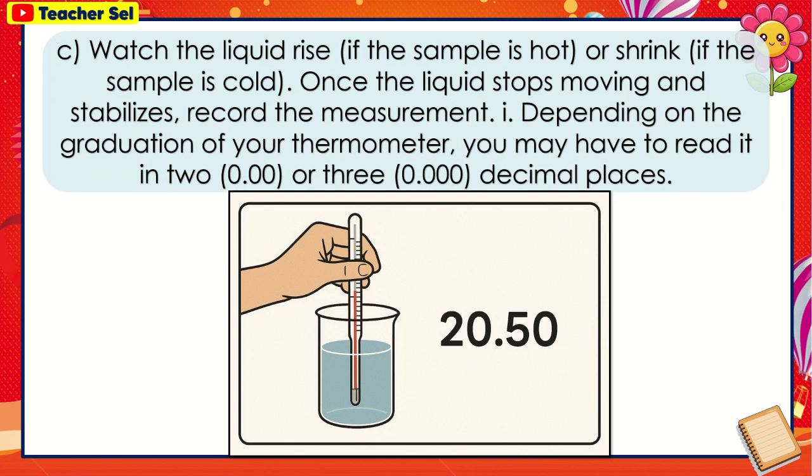Watch the liquid rise if the sample is hot, or shrink if the sample is cold. Once the liquid stops moving and stabilizes, record the measurement. Depending on the graduation of your thermometer, you may have to write it in 2 decimal places or 3 decimal places.